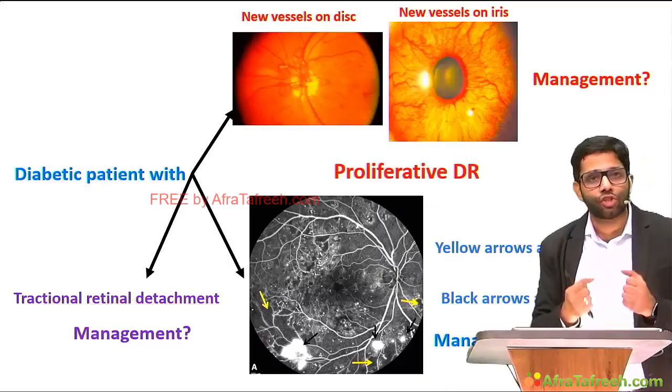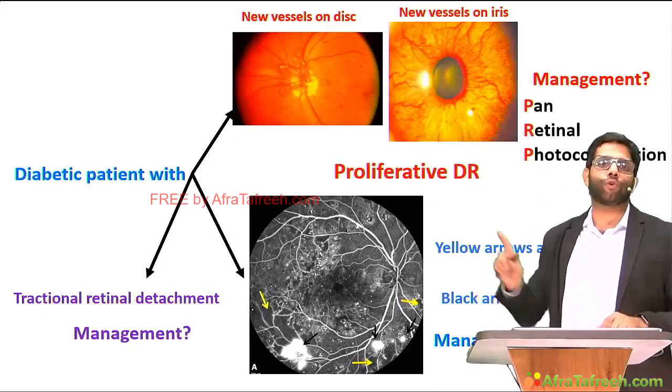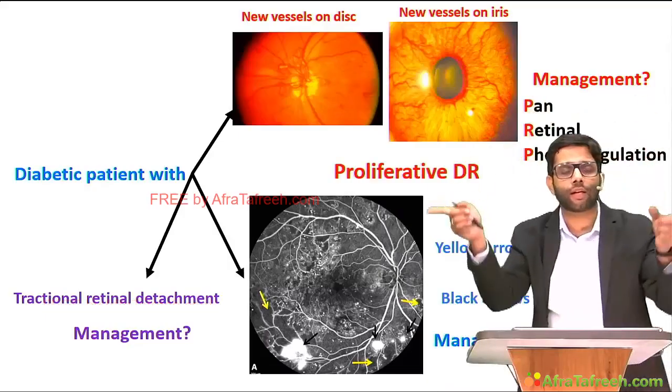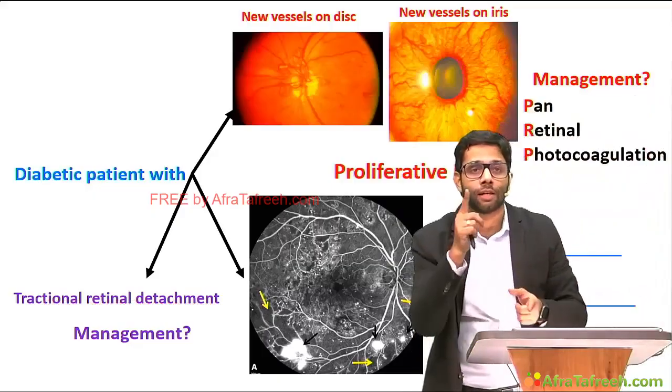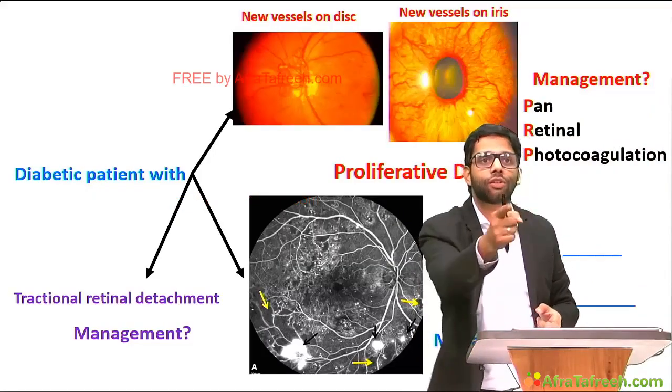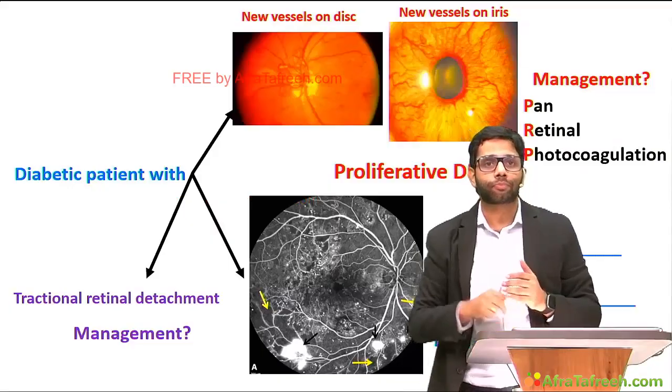To decrease the ischemia of the entire retina, pan-retinal photocoagulation is done in the periphery of the retina, destroying the peripheral retina, sparing the center. That's why the differential is ring scotoma, tunnel vision.